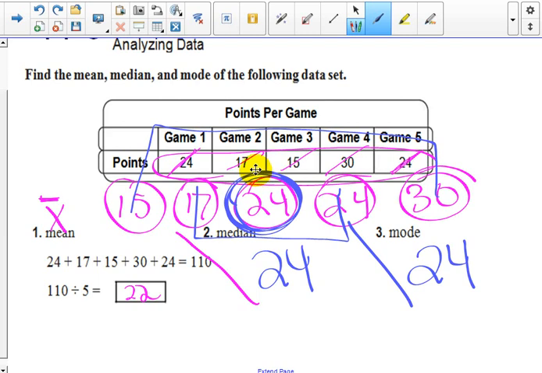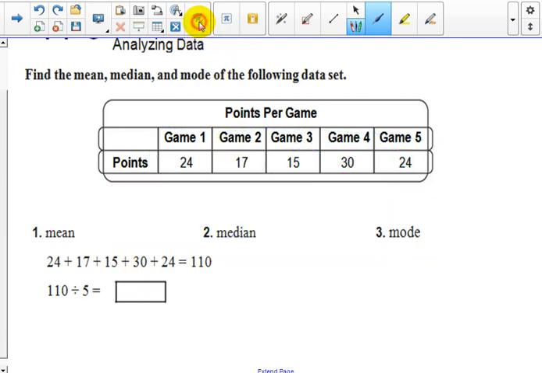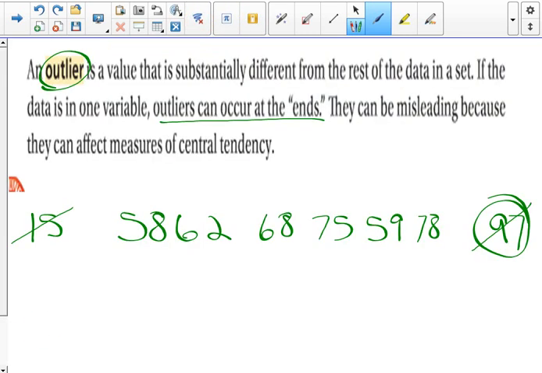Oh, well, there's not another one exactly like this. So let's learn the next problem. So we've got number 1 done. So now let's talk about what an outlier is.